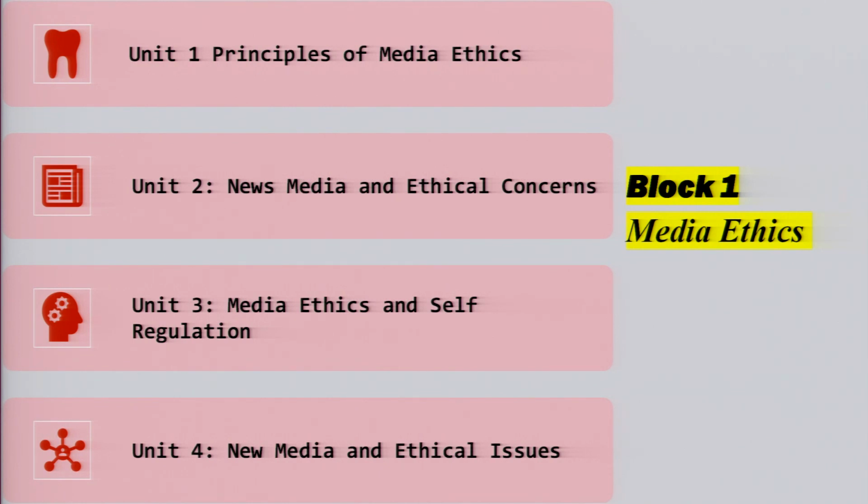Unit 4, which is the last unit of Block 1, will take you to new media and ethical issues. This deals with our personal as well as professional conduct in the online space. How publicly we are conducting ourselves when we go digital.